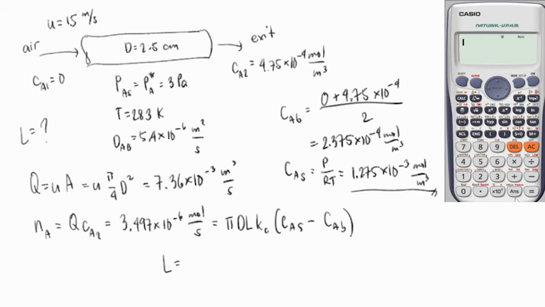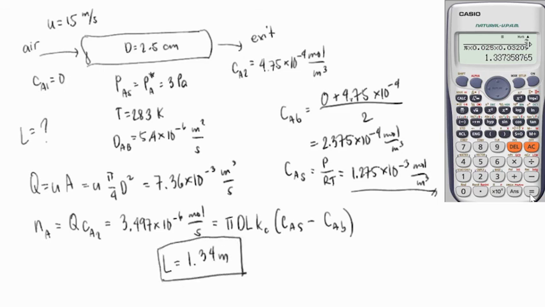So let's calculate. That is 3.497 times 10 raised to negative 6 divided by pi times diameter 0.025 times Kc, which we have determined earlier as 0.03209 meters per second, times the concentration gradient, surface concentration 1.275 times 10 raised to negative 3 minus the bulk concentration 2.375 times 10 raised to negative 4. The length of our pipe is 1.34 meters.